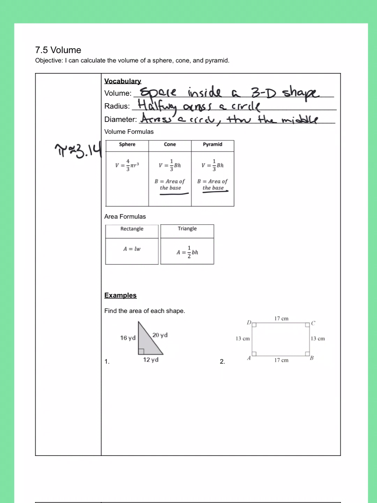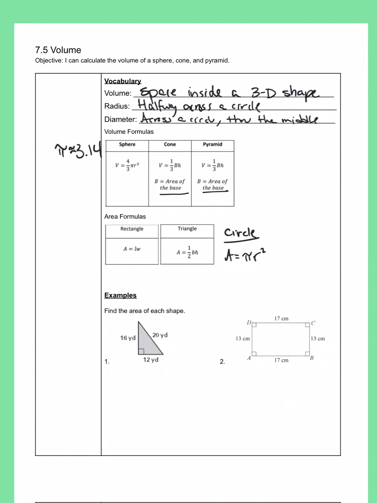So we've got some area formulas here. A rectangle's area is length times width. A triangle is 1/2 base times height. And then we probably should have put a circle in here also. Circle area equals pi r squared.